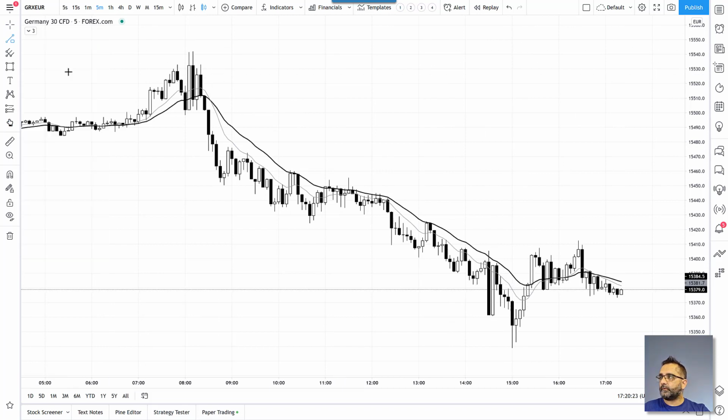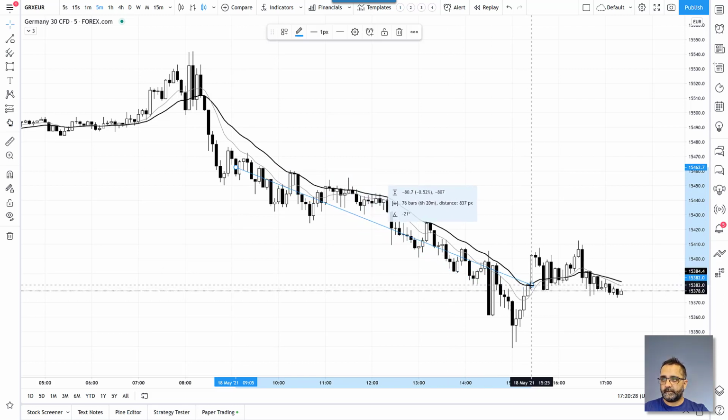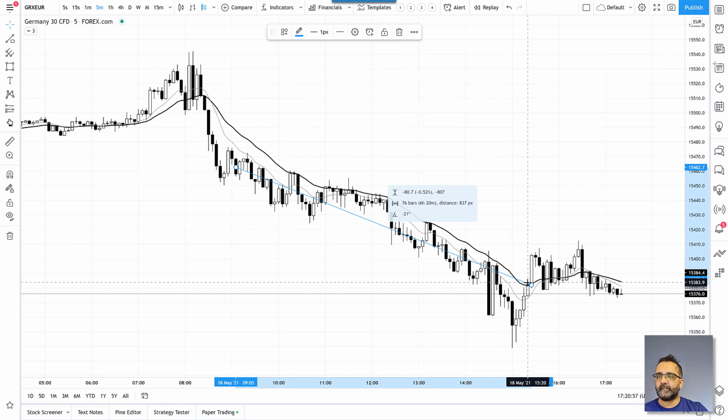So how much is that? From there to here. 76, is it 76 bars? 6 hours and 20 minutes. It's a nice day job. You started your work here and then you ended your work here and you got paid about 80 points. So if you had £10 a point, that's £800. If you had £1 a point, that's £80. So I think if you go with 2, that's a good day's job work, good payment.